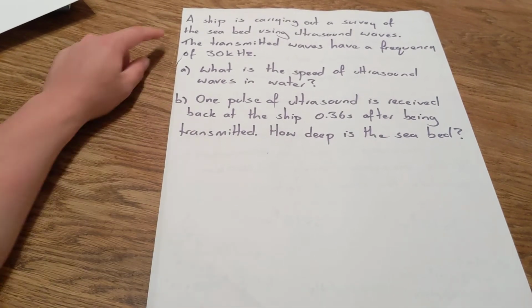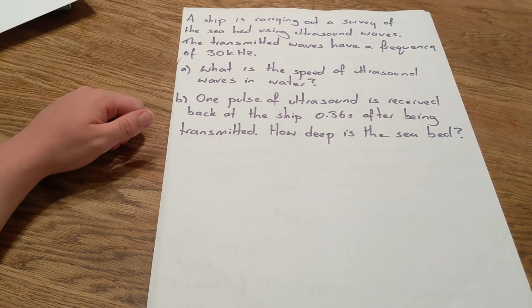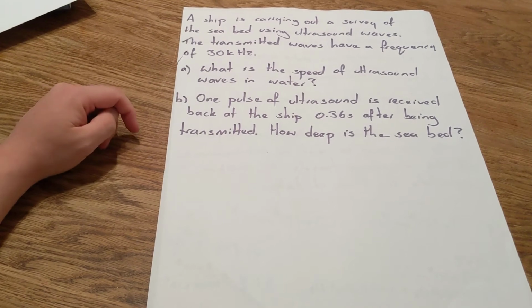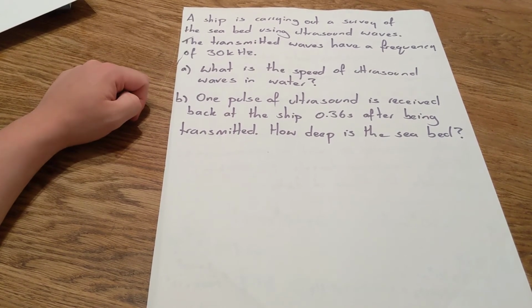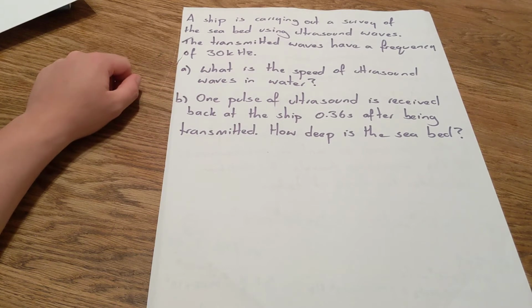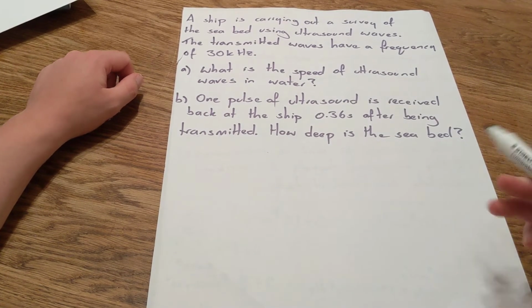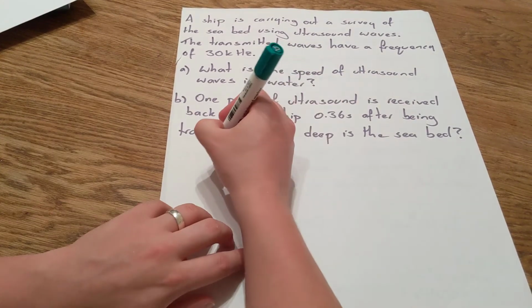Okay, now, we're going to look at one more past paper question, also from the waves topic. So, in this question, a ship is carrying out a survey of the seabed using ultrasound waves. The transmitted waves have a frequency of 30 kilohertz. Part A, what is the speed of ultrasound waves in water? Part B, one pulse of ultrasound is received back at the ship 0.36 seconds after being transmitted. How deep is the sea bed?